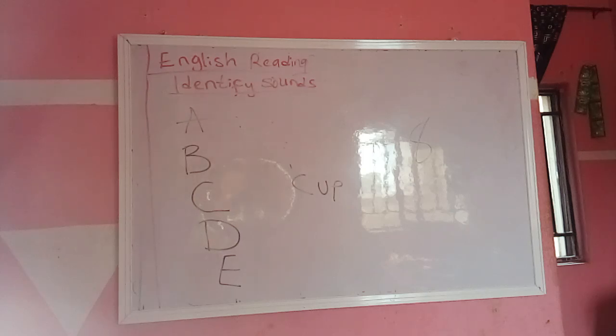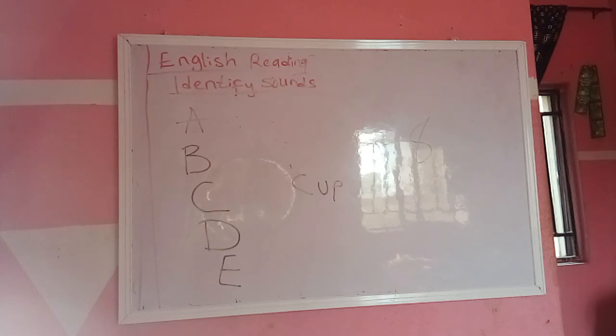D as in D. And E as in A. So whenever we see A from now on, we call it what? A. Whenever we see B, we call it what? B. Whenever we see C, we call it what? K. Whenever we see D, we call it what? D. Whenever we see E, we call it what? A. Now whenever you see A, you remember what?